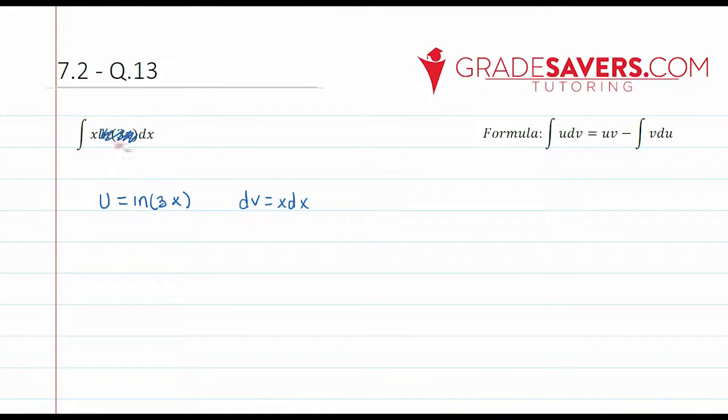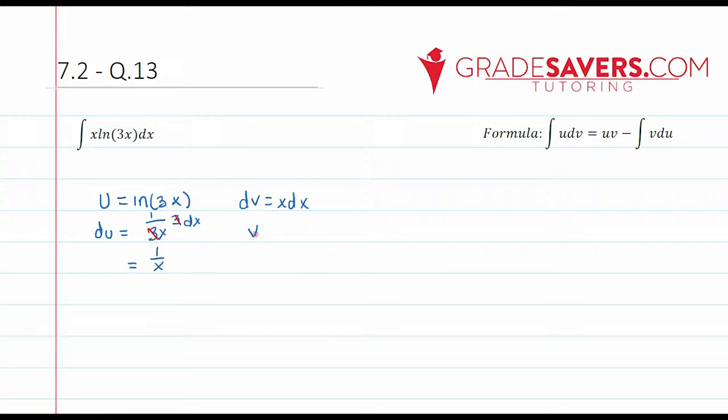So now we need to figure out what du is equal to, and du is simply equal to the derivative of ln 3x, which is 1 over 3x, and by chain rule, multiply it by 3, and we also need to slap on a dx. And we see that this simplifies down to simply 1 over x, because this 3 and this 3 cancel out.